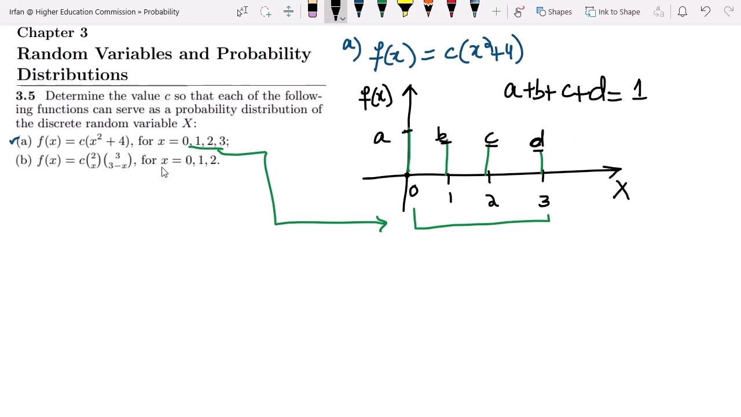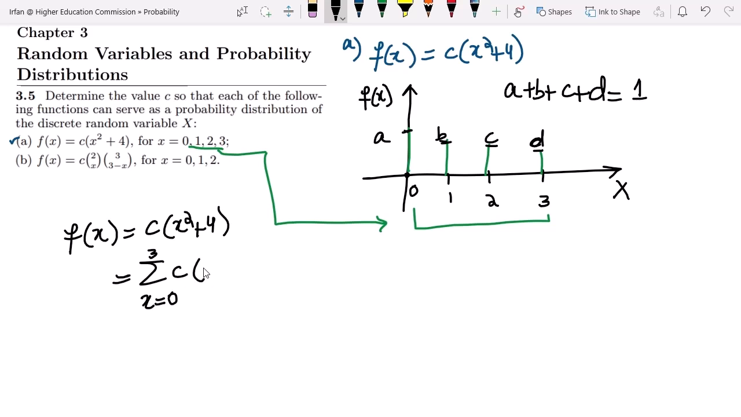Okay, so in order to do so, let me have here the formula, which is f of x equal to c times x square plus 4. Okay, and all the values here range from 0 to 3. So therefore I have to write here x equal to 0 up to x equal to 3, and here this would be c times x square plus 4. Okay, or let me expand it.